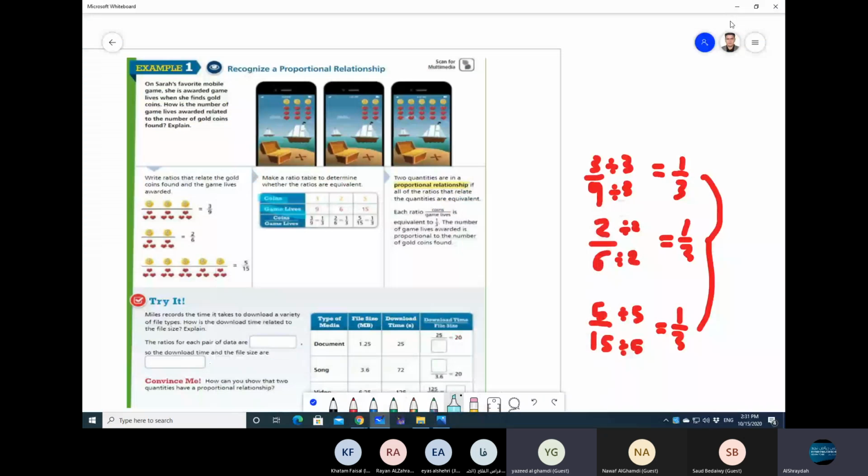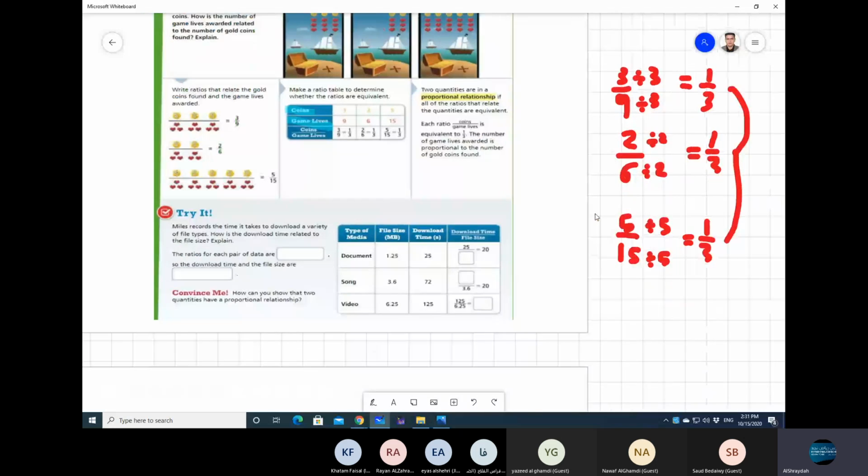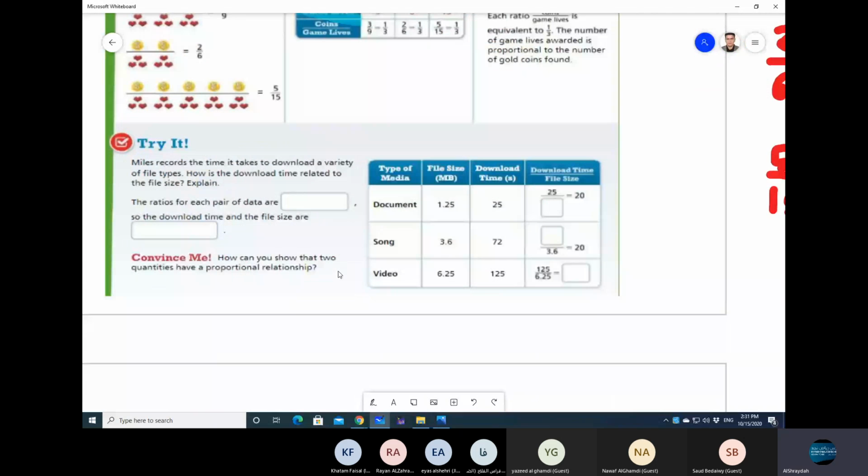Now here we have a Try It question. Could you please read it for us, if you don't mind? Miles records the time it takes to download a variety of file types. How is the download time related to the file size? Explain. Teacher, I understand this. Can I do it? Yes.